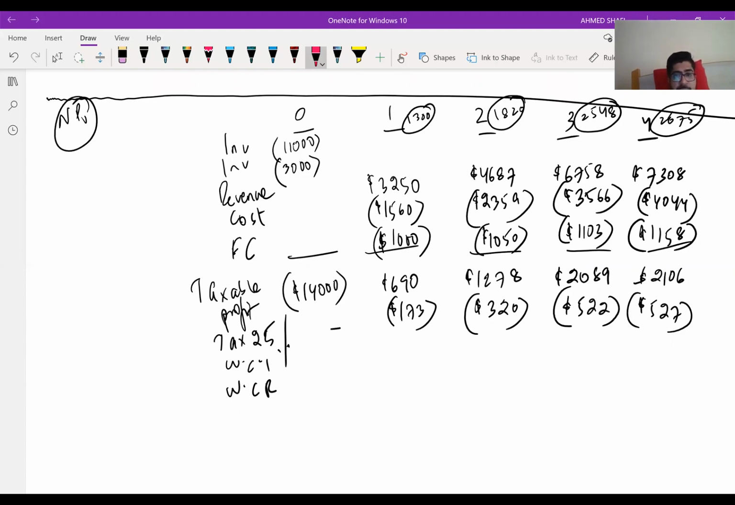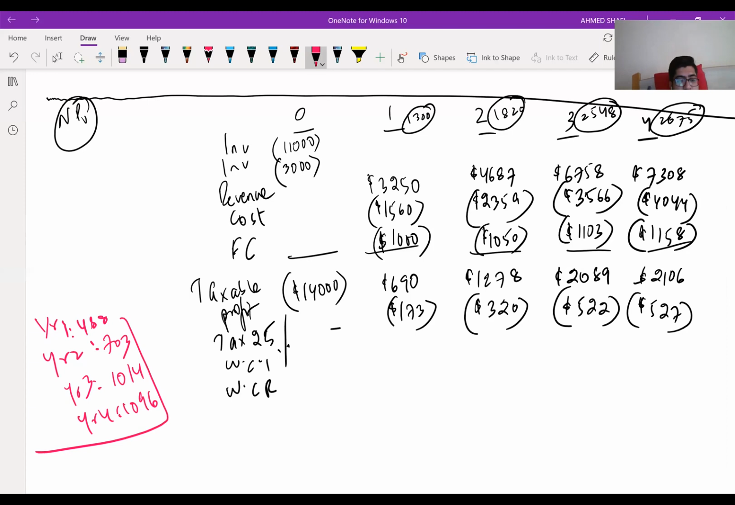So 15% of the anticipated revenue for the year means in year one, working capital will be 15% of 3250, which is 488. In year two, 15% of revenue gives 703. In year three, 15% of revenue, 6758, gives 1014. And in year four, 1096.